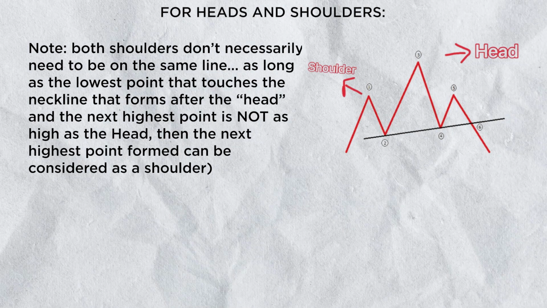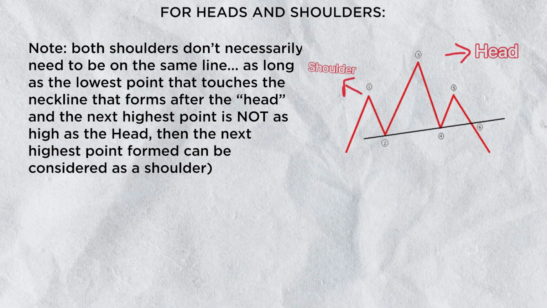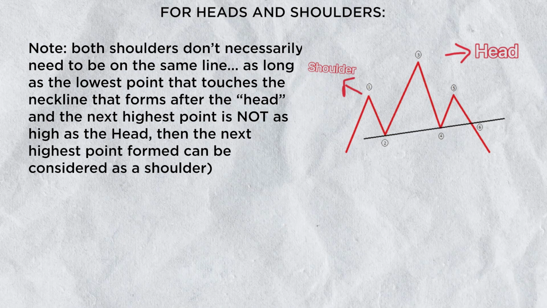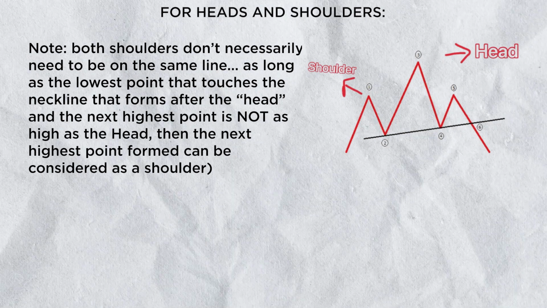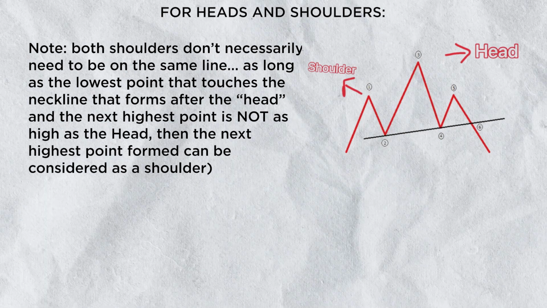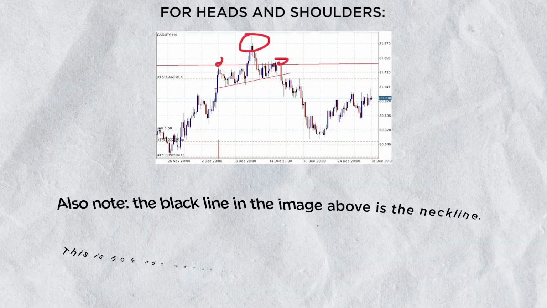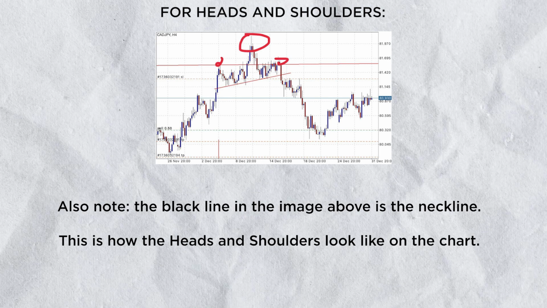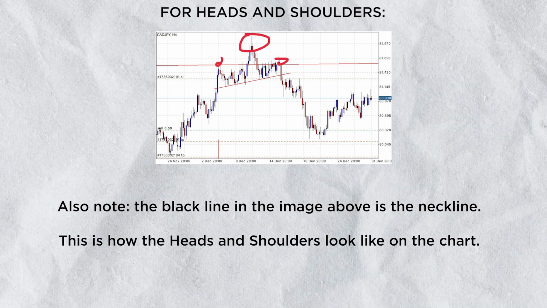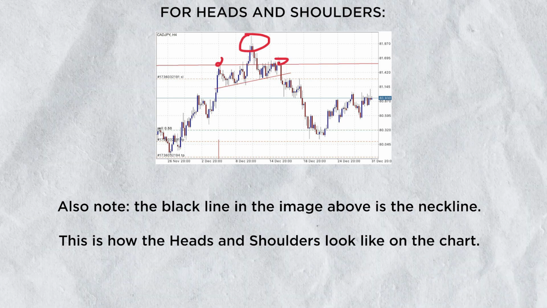As long as the lowest point that touches the neckline that forms after the head and the next highest point is not as high as the head, then the next highest point formed can be considered as a shoulder. Also note, the black line in the image above is the neckline. This is how the heads and shoulders look like on the chart.